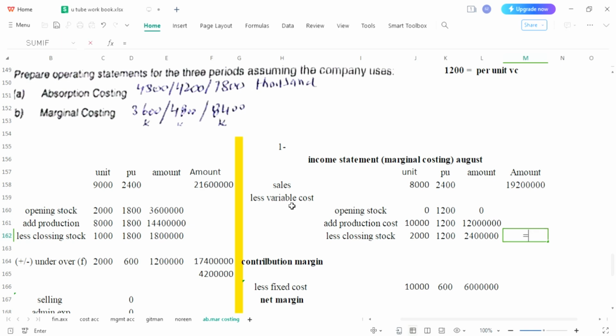How? You will follow these signs. First opening stock, and then we need to add production cost, which is 1200, and after which we need to subtract closing stock, which is 2400,000. So in this way we have calculated our total variable cost, after which we can calculate our contribution margin.